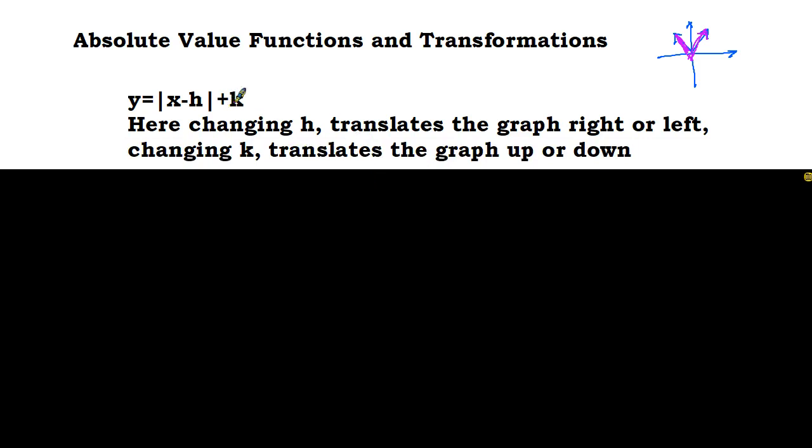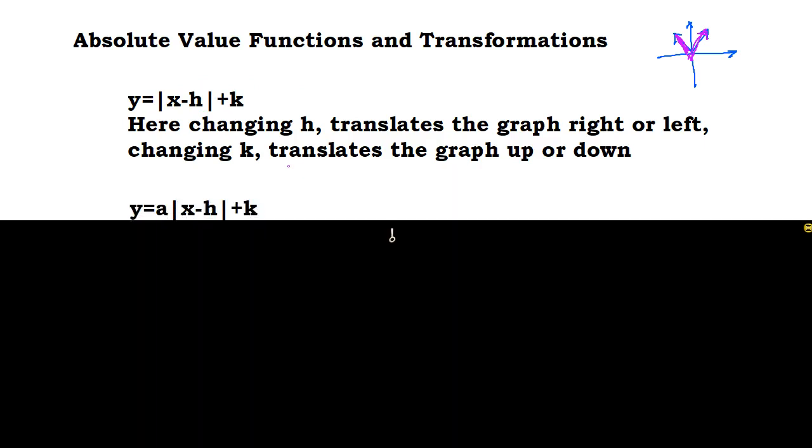Then the k, if we take this very same graph and we change the k value, it will translate this graph up or down. In other words, my v will move up or down on the y-axis. So that's what happens. That's kind of the basic case we talked about before. We're going to add something new in here.